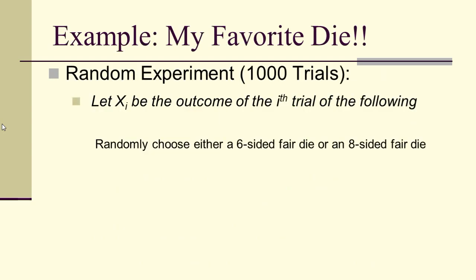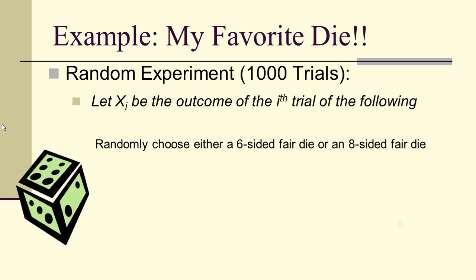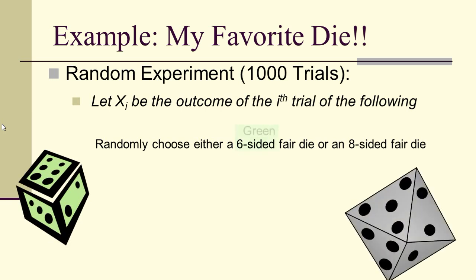So we're going to do a random experiment, 1,000 trials. X sub i is going to be the outcome of the ith trial. And each trial is going to be of the following form. Randomly choose a 6-sided fair die or an 8-sided fair die. Now, the 6-sided is the green, the 8-sided is the gray. So, the negatives for green, the positives for gray.